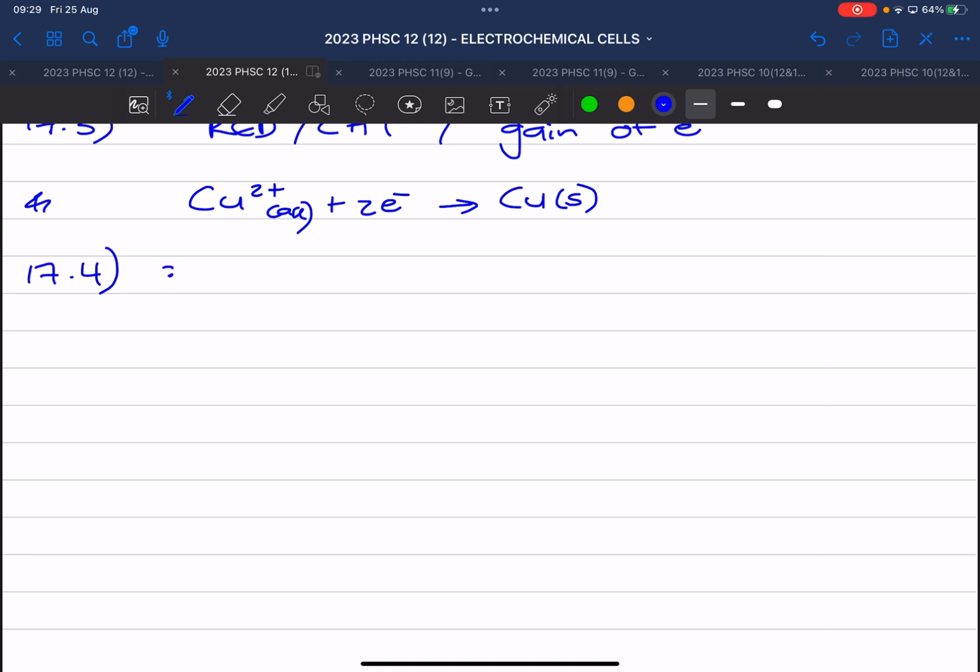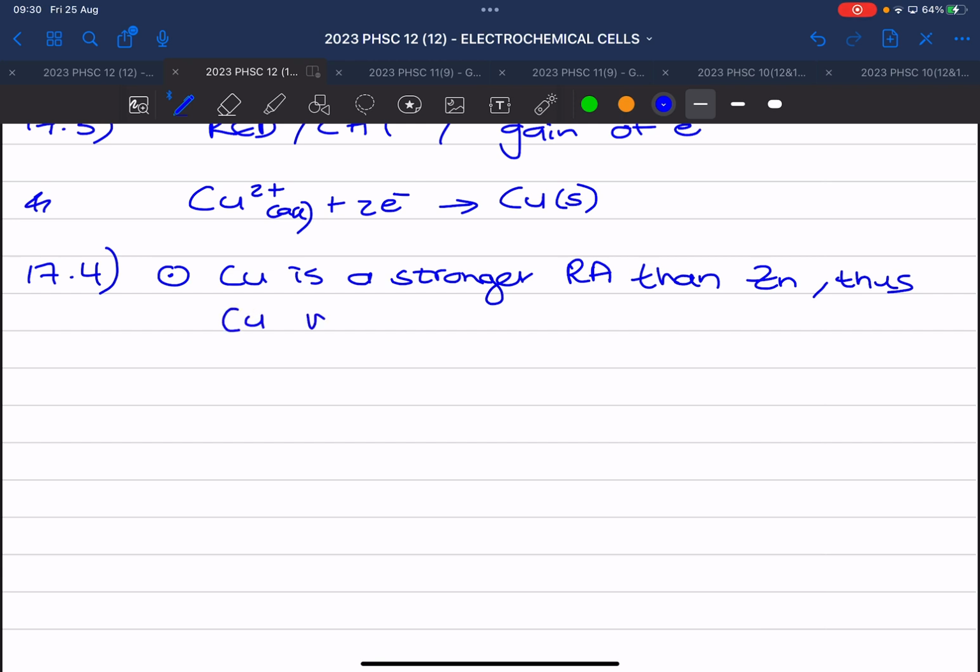Let's say we go to reducing agents because they don't say which one. So we're going to say copper is a stronger, and I'm going to abbreviate, please don't do that in exam. Copper is a stronger reducing agent than zinc.